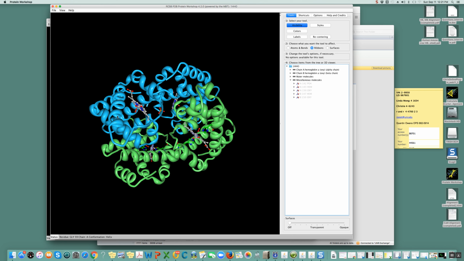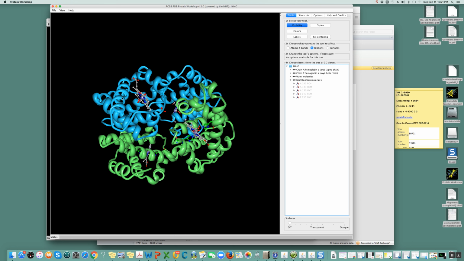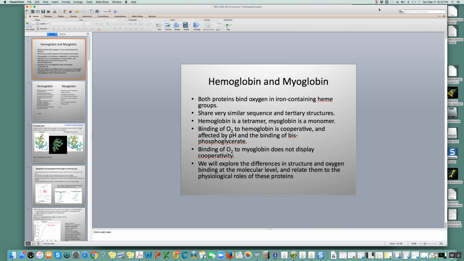And the key to understanding how hemoglobin can perform its function is understanding why it's a tetramer and why myoglobin is a monomer. So we're going to go into that in more detail in the actual lecture. Okay, so let's talk in more detail about the structure and function of these two proteins.